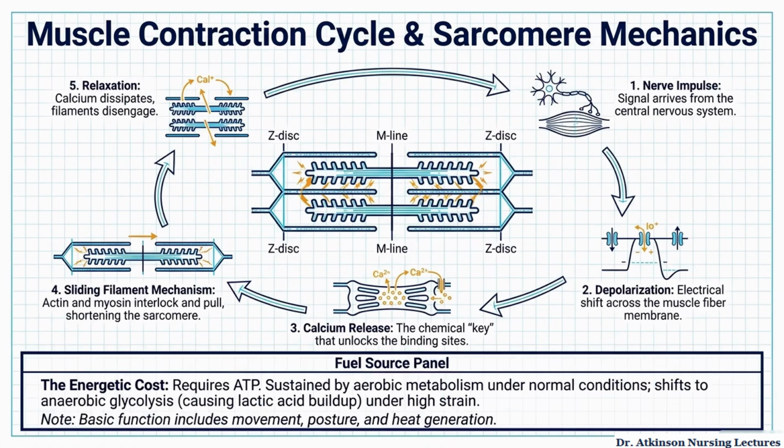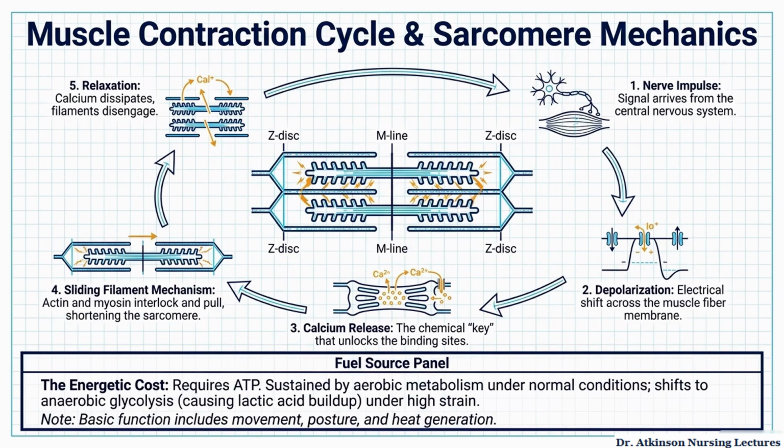Muscle contraction is a 5-step electrochemical process. First, a nerve impulse arrives from the CNS. Second, the muscle membrane depolarizes through sodium and potassium shifts. Third, calcium is released from the sarcoplasmic reticulum, exposing actin binding sites. Fourth, actin and myosin slide together, shortening the sarcomere and creating force. Fifth, calcium dissipates and the muscle relaxes. ATP powers every contraction.